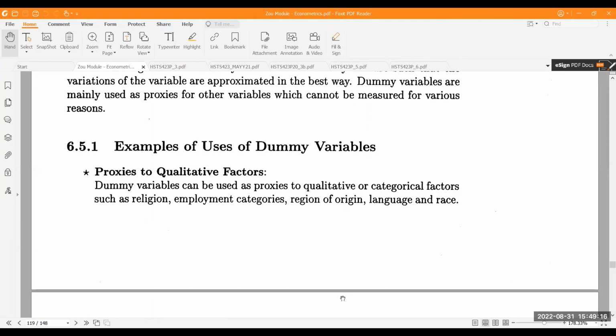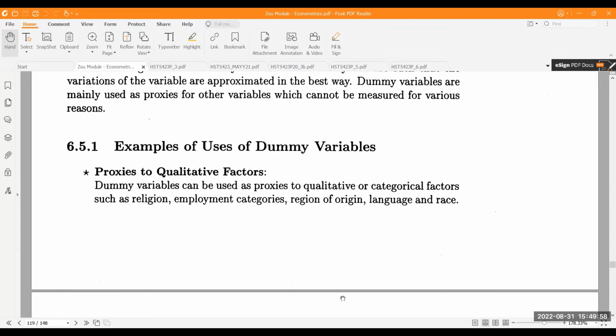Now, examples. The first question was to define a dummy variable. Second question, give examples. Example: proxies to qualitative factors. What are qualitative factors? Dummy variables can be used as proxies to qualitative or categorical factors, such as religion, employment categories, region of origin, language, and race.